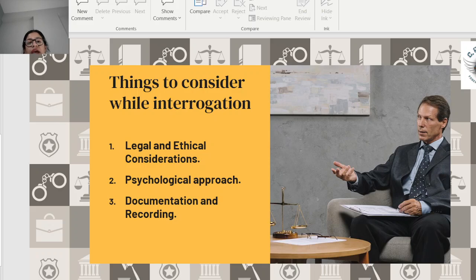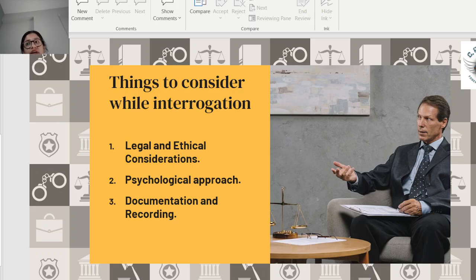Now, the second thing that we have to consider while interrogating an individual is the psychological approach. What is a psychological approach? First and foremost, whenever you are interrogating a person, whether he is a suspect or just a witness, you always have to build a rapport. Building a rapport is a very important step while interrogating. You always have to make sure that your witness is in a comfortable position and is more likely to provide accurate information. Second, you always have to observe his body language.